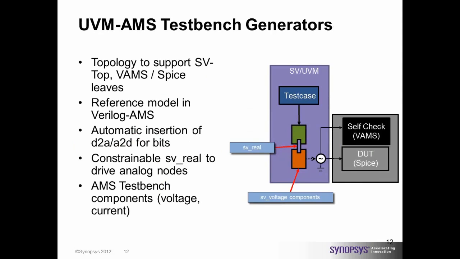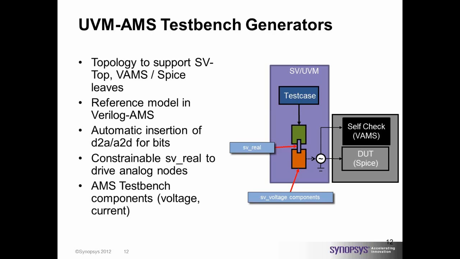So again, finally moving on to the driving part, or the generators. This is something I wanted to talk about a little more, so that's why I put a separate slide for this. Here the idea is, as I explained in the slide earlier, the test will be able to constrain the input voltage for a particular node, right? And this topology supports SV top, VAMS/spice leaf. So if you can see, the testbench side of it is SystemVerilog, while the DUT is either a spice DUT, or the self check is, say, a Verilog-AMS based reference model, right?